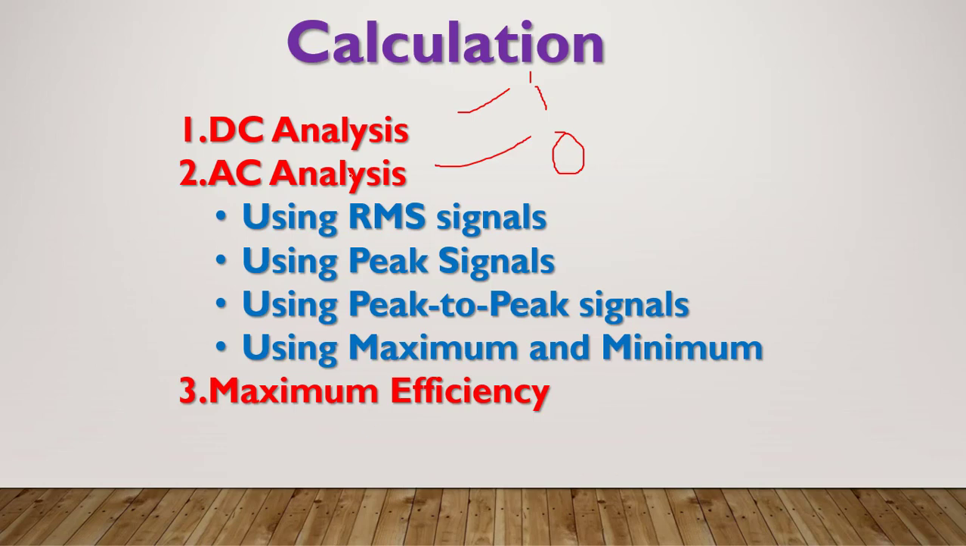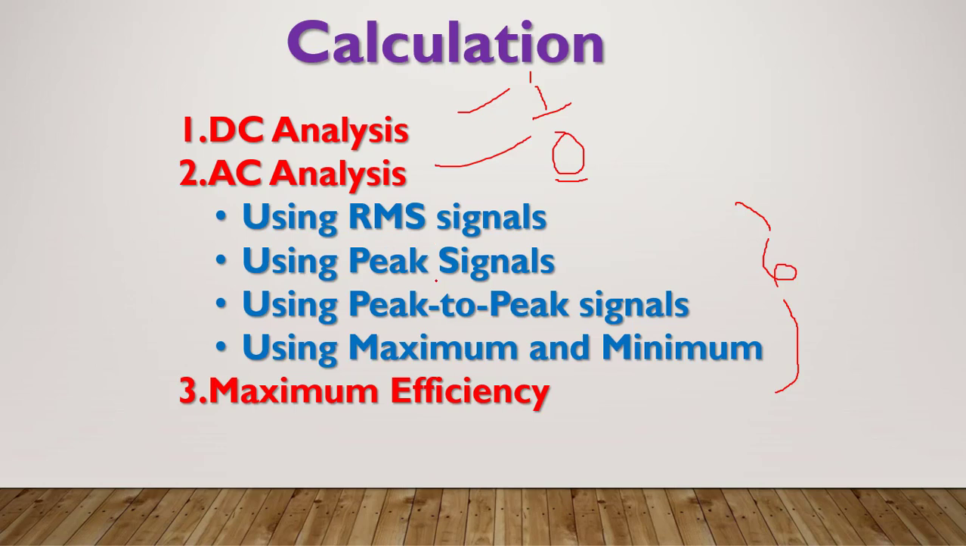So output by input is efficiency. The AC analysis answer divided by the DC analysis answer is the efficiency. DC analysis can also be called input analysis, and AC analysis can be called output analysis. In AC analysis we can have these four types of signal possibilities. If you know one type of signal, simply go on converting and you can get the others.